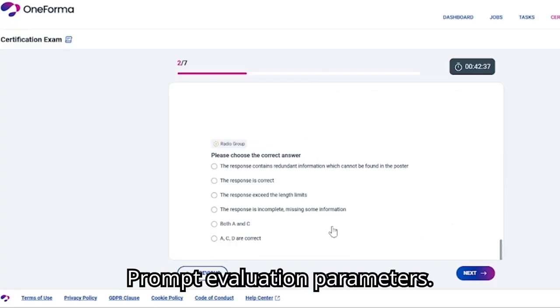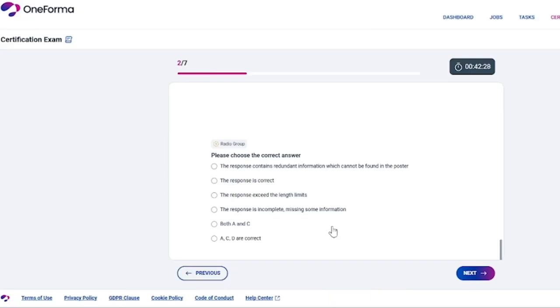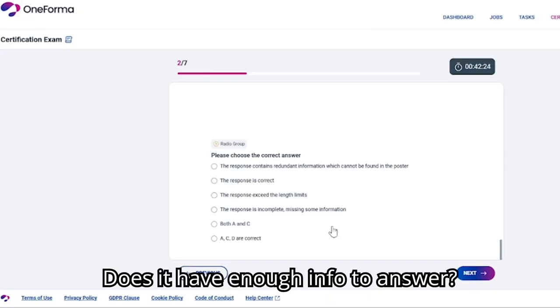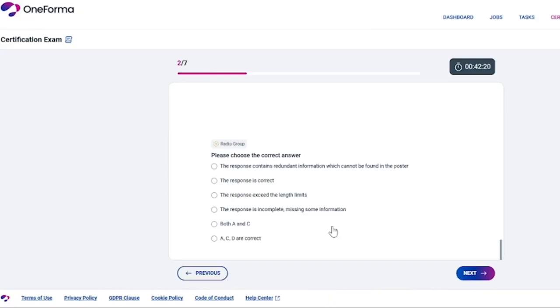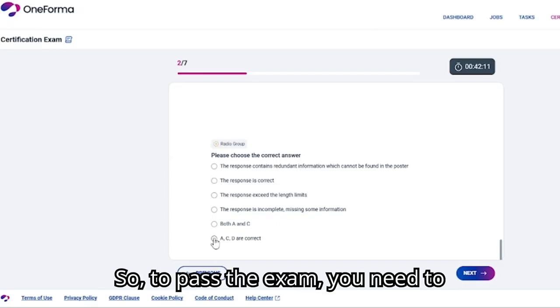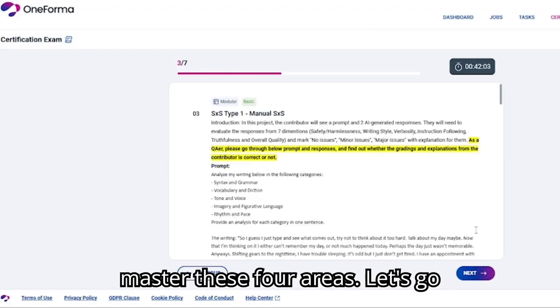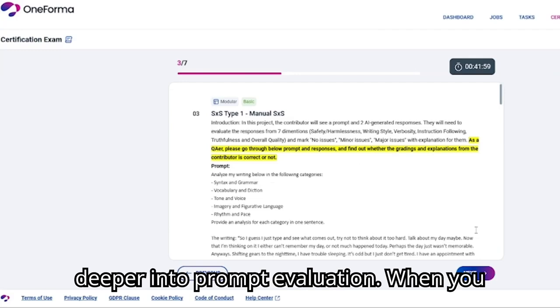4. Prompt evaluation parameters. Intent: is the purpose clear? Self-contained: does it have enough info to answer? Natural language: is it phrased like a human would ask? So, to pass the exam, you need to master these 4 areas. Let's go deeper into prompt evaluation.